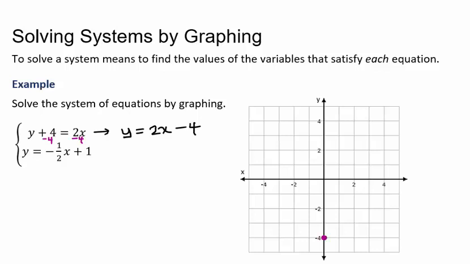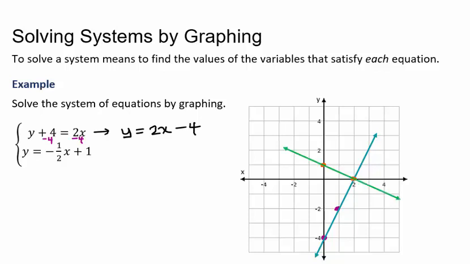From there, we're going to use the slope to find another point on the line. And a slope of 2 can be written as 2 over 1, so the rise is 2 and the run is 1. And now that we have 2 points, we can connect them with a straight line. So I'll graph the next line the same way, y equals negative 1/2 x plus 1. So this time the y-intercept is at 1, and the slope is negative 1/2. So I can count down 1 and right 2 and find another point on that line.